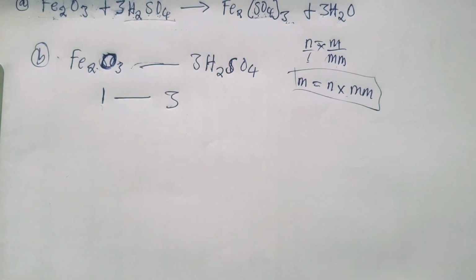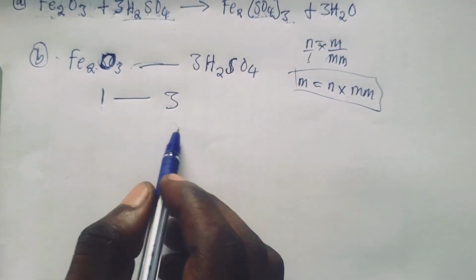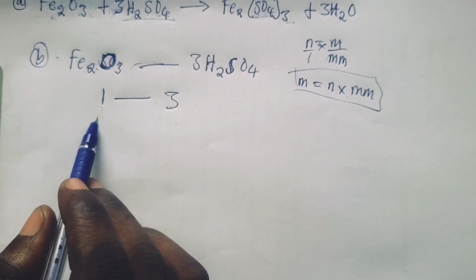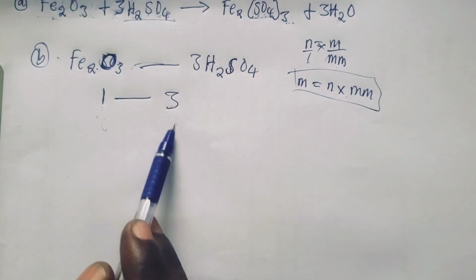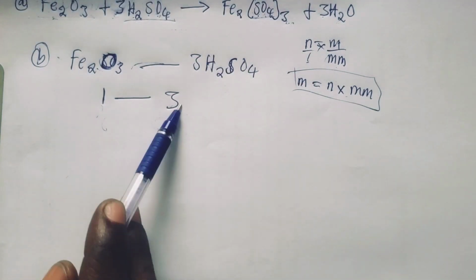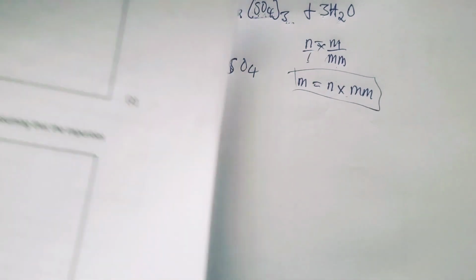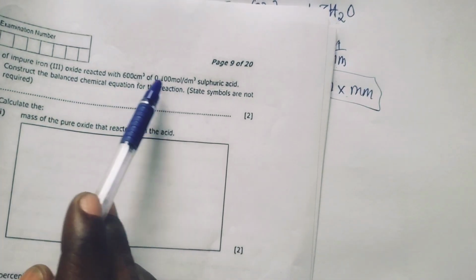Now the next step, you are going to put the information you've been given here for sulfuric acid. Then for iron, we'll put X so that we can find the number of moles to put here. Now, they've not given you the number of moles because this is mole ratio. So here you need to put number of moles, but they've given us volume and concentration. So we need to convert this into the number of moles.